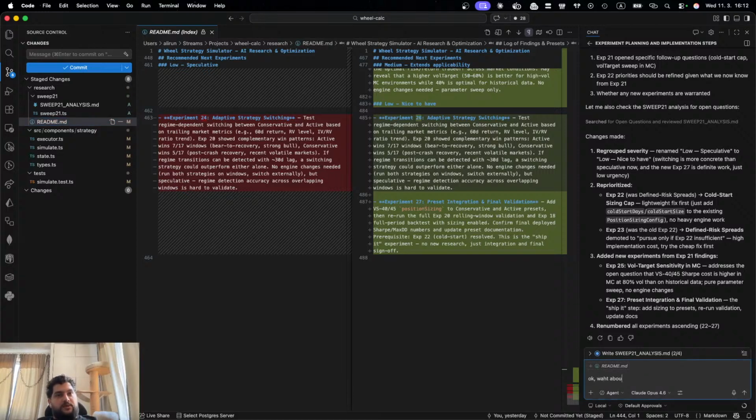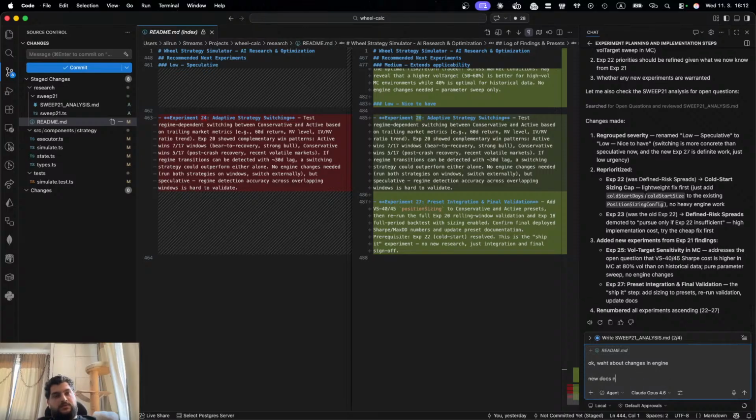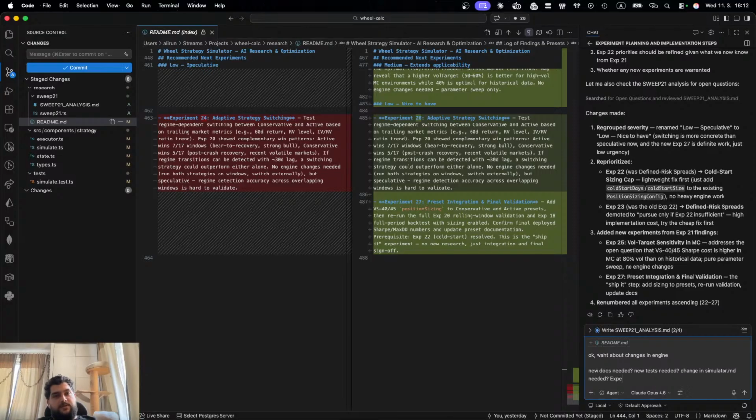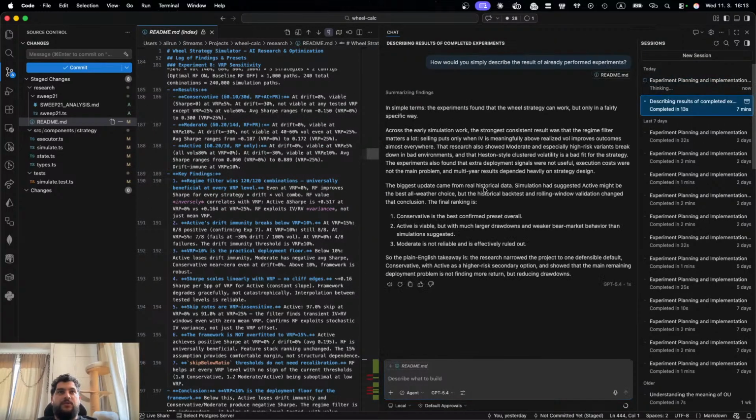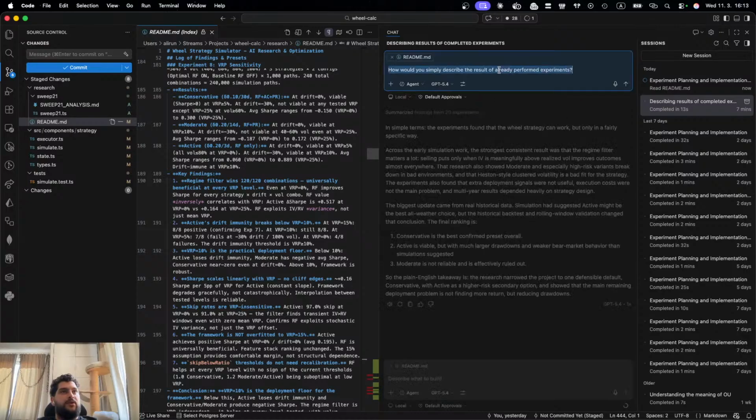Okay, what about changes in engine? New docs needed, new tests needed. Change in simulator, MD needed, especially the state machine SVG. Okay, let it work for now. Let's go back here. Probably we can rerun this.